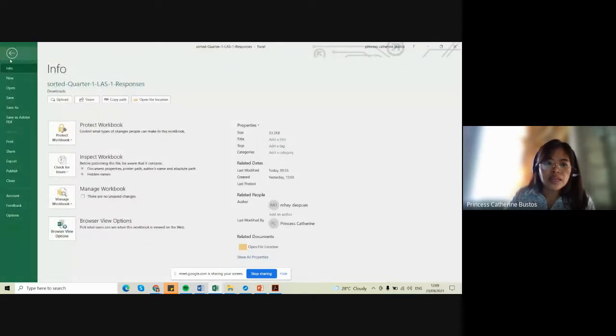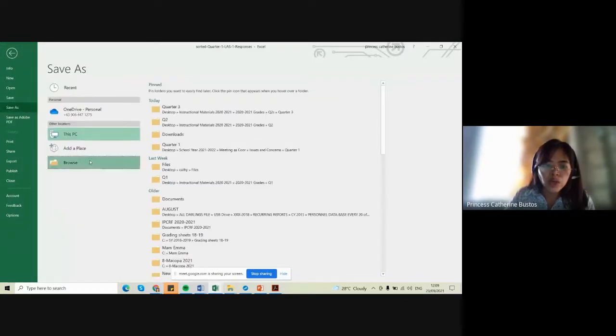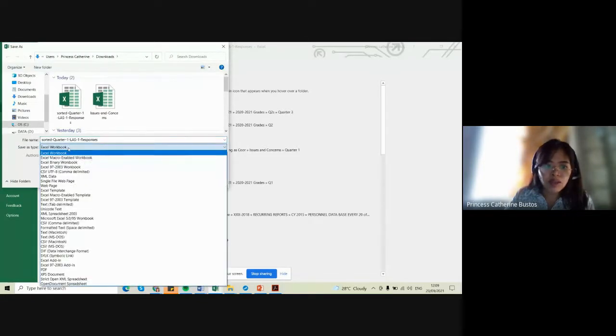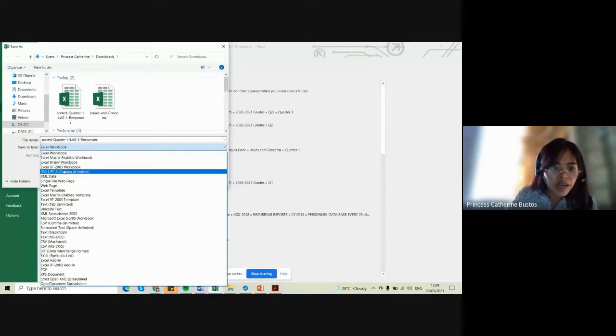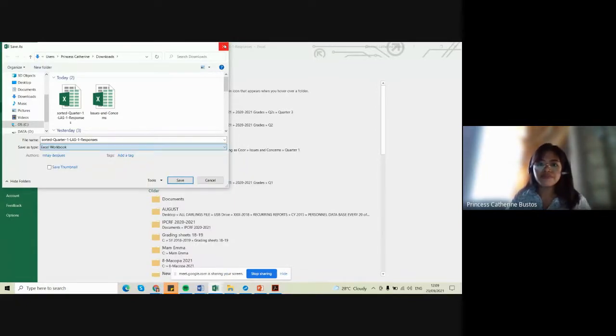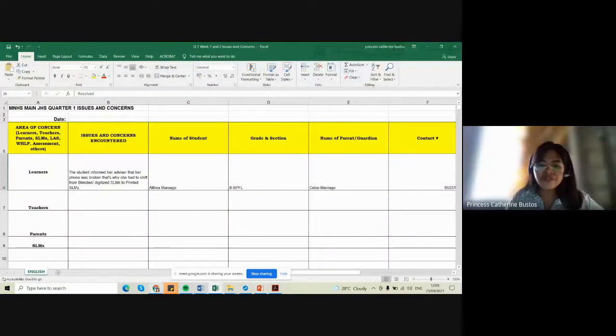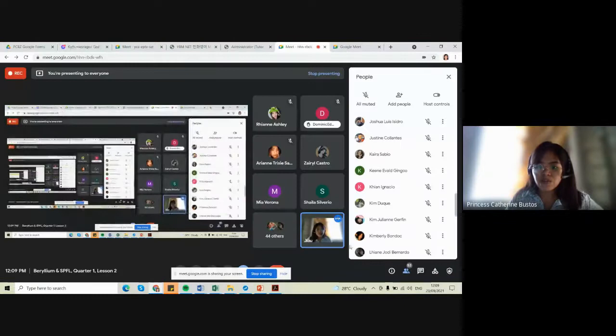Usually, as you can see here, Save As, and below you will see Browse and then the format or the type. We have Excel, we have web page, and a lot of formats. PDF, text, okay? Do you follow? Yes po. Okay. So those are the different formats or types of ebooks.